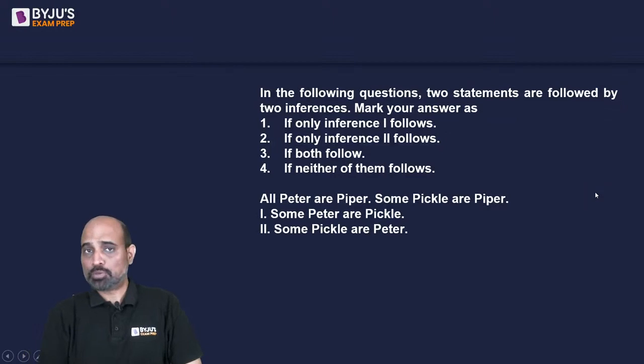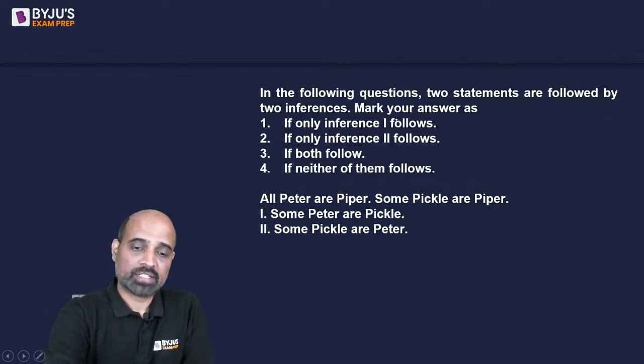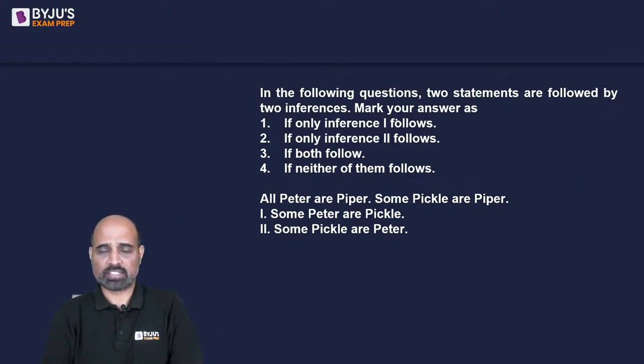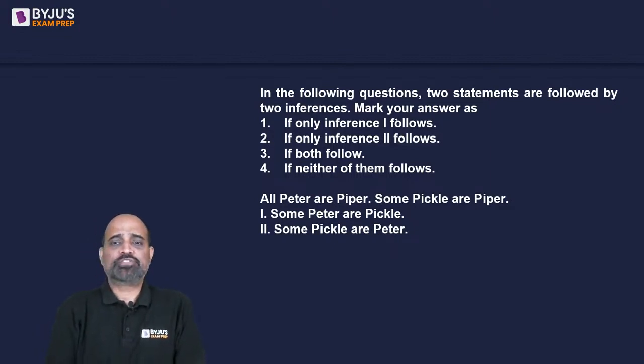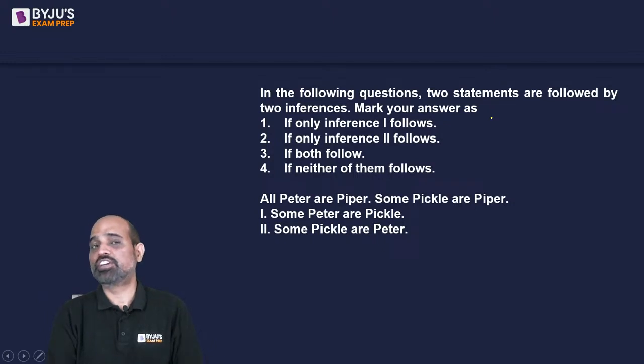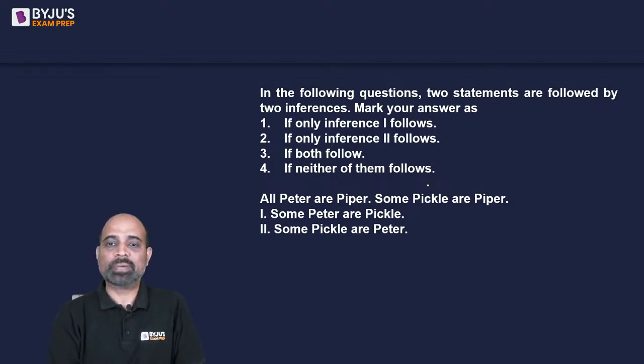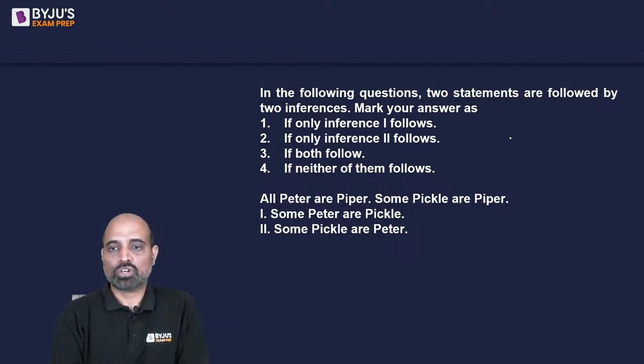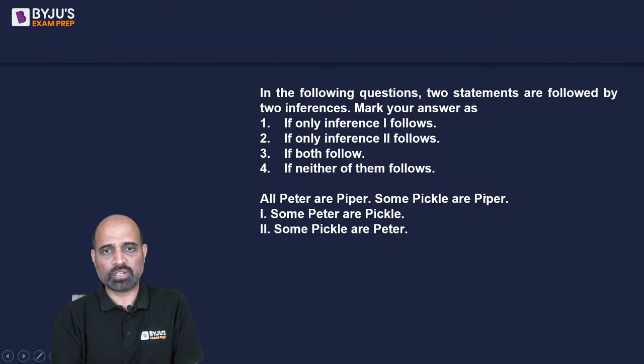let's look at some of the previous year questions of NMAT, so you will have an idea of what it was like. These are the 2022 questions. In the following questions, 2 statements are followed by 2 inferences. Mark your answer as 1 if only inference 1 follows, 2 if only inference 2 follows, 3 if both follow, and 4 if neither of them follows. So, all Peter are Piper, some Pickle are Piper, some Peter are Pickle. I believe you will understand this is a question based on syllogism.